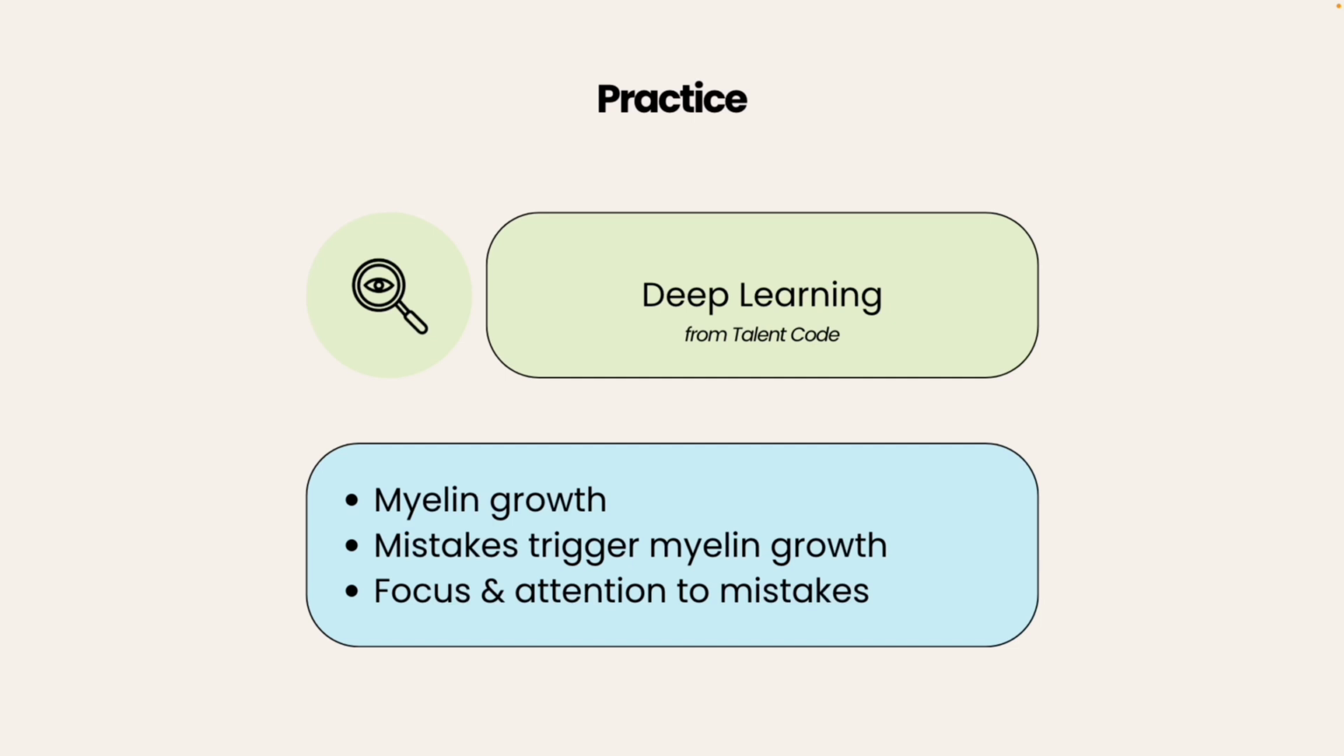Now, this comes from a different book. This is from the book, The Talent Code, and they talk about deep learning. And deep learning, they say, leads to myelin growth. And they say that mistakes trigger myelin growth, and focus and attention to mistakes is what helps us.